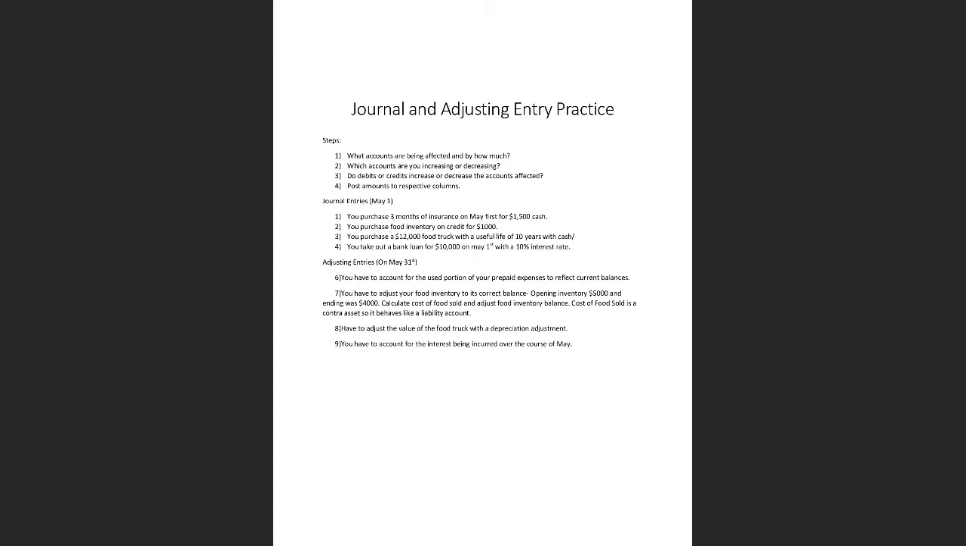So the next transaction that we're going to be working with here is you've purchased food inventory on credit for $1,000. Okay, so what do you think's happening here? What account would you debit? What account would you credit? How would you put this into your journal? Purchased food inventory on credit for $1,000.